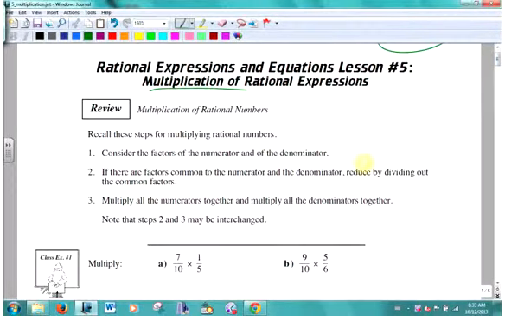Multiplying. A little bit of review. Okay? This, I'll point out in a sec. I'm not going to read that.